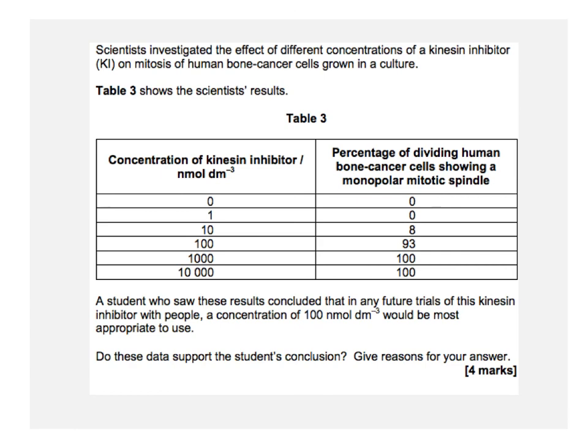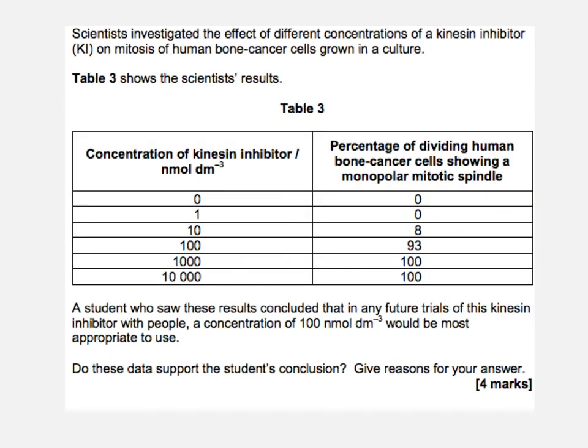So looking at the data, do you think that a concentration of 100 nanomoles per dm cubed is the most effective concentration? You can give reasons for and give reasons against, but you need to use the data. Don't give me an answer without any data.